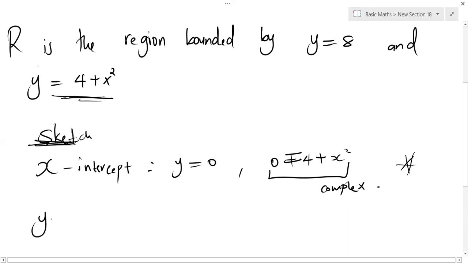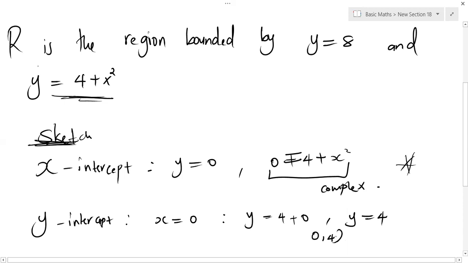Then we go on to the y-intercept. The y-intercept is whereby x is equal to 0. So if we replace the value of x with 0 here, we are going to have y is equal to 4 plus 0. So we're going to have y is equal to 4. So the y-intercept occurs at the point (0, 4).